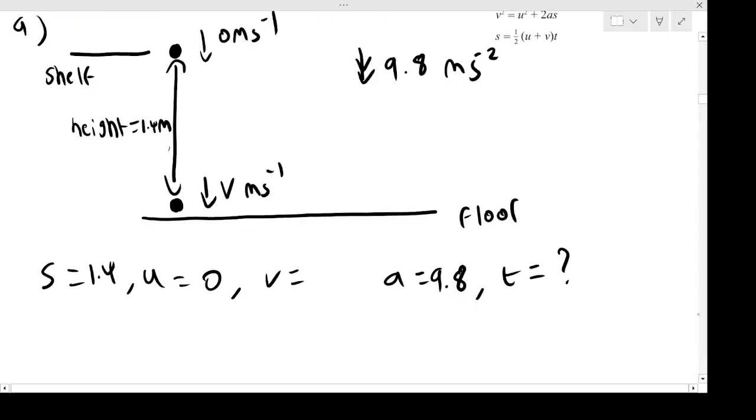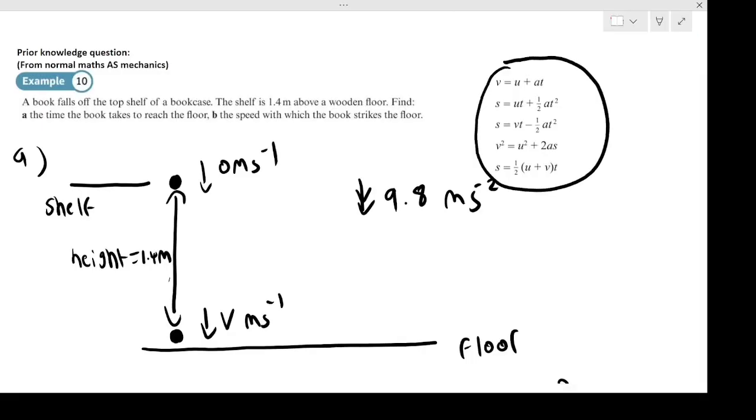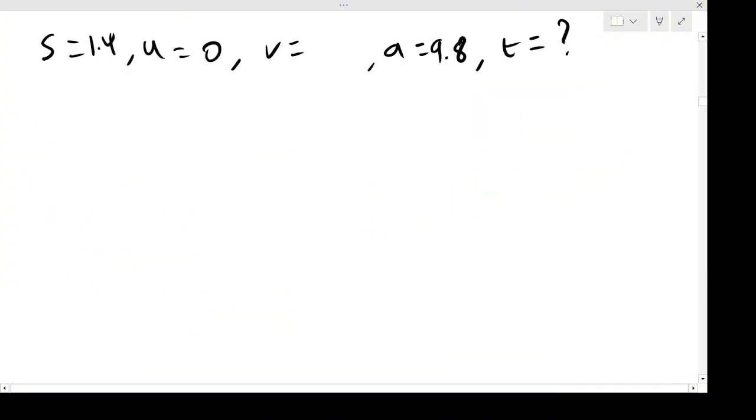So I have now 4 things to consider. I want to deal with S, U, A, and T. Okay, hopefully you're happy up to here. So now I'm going to look at my SUVAT equations. Which of these 5 equations does not include V? Okay, I'm not interested in V here. Well, it's going to be this one, isn't it? It's going to be S is UT add a half AT squared. So I'm going to use S is UT plus a half AT squared.